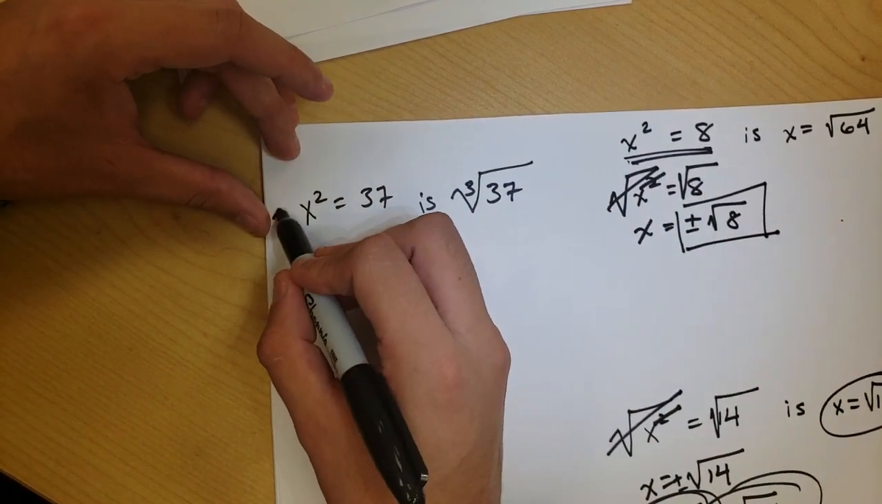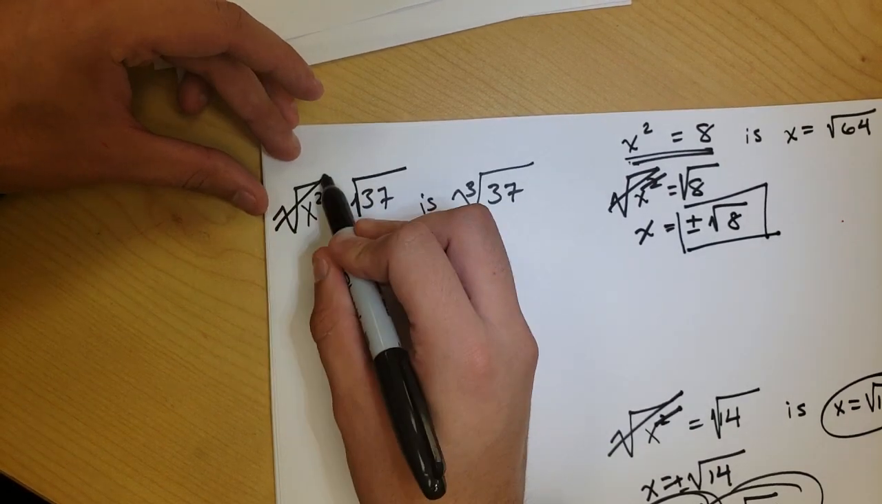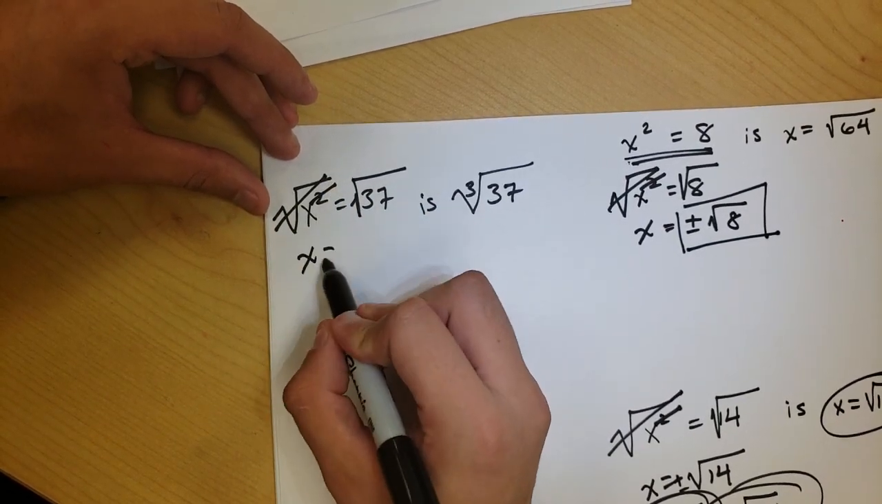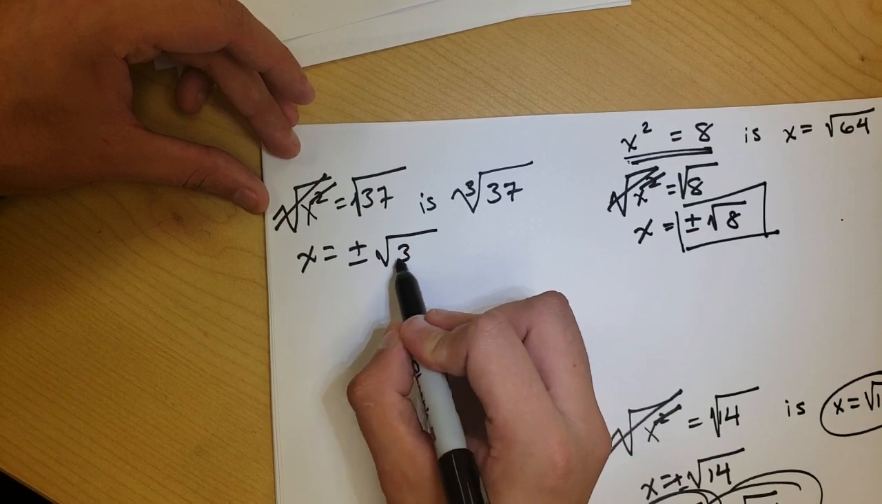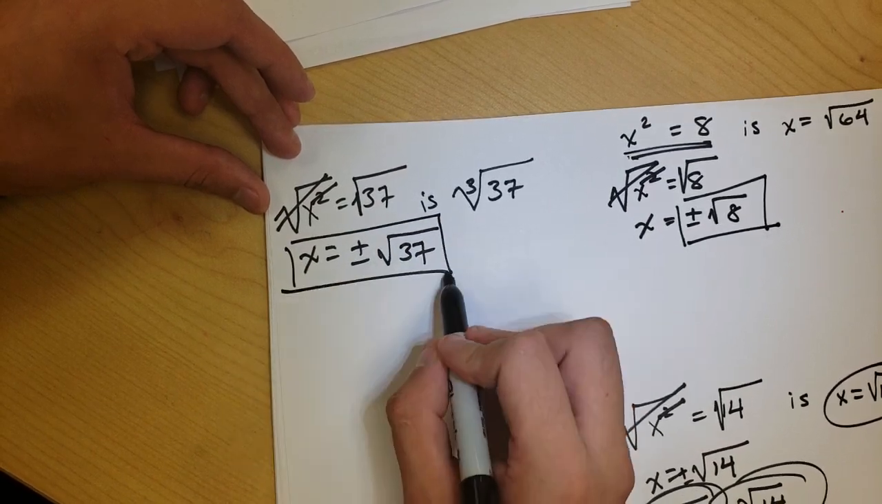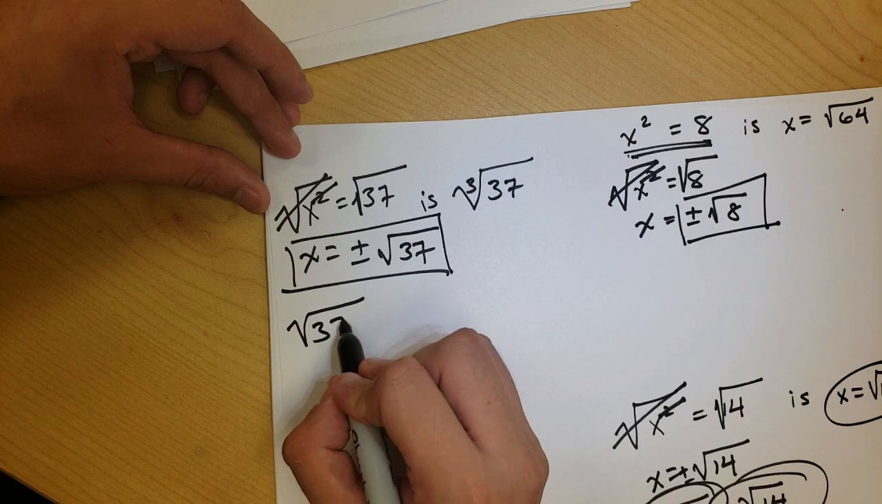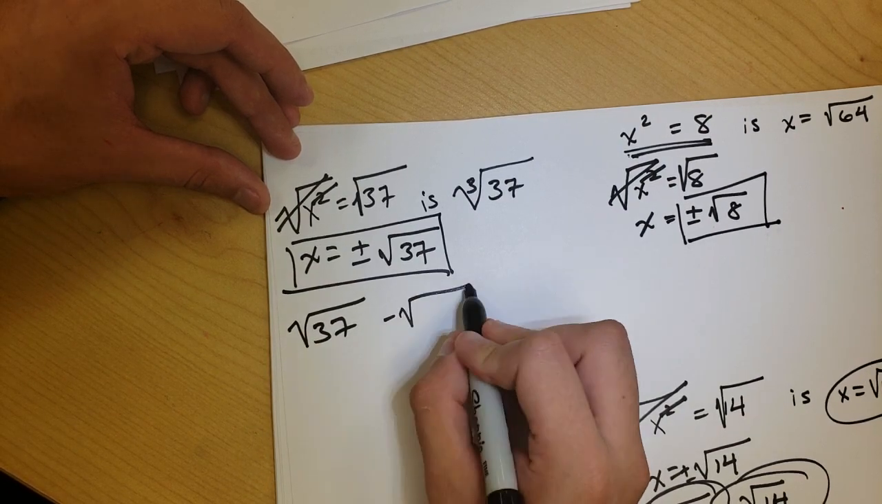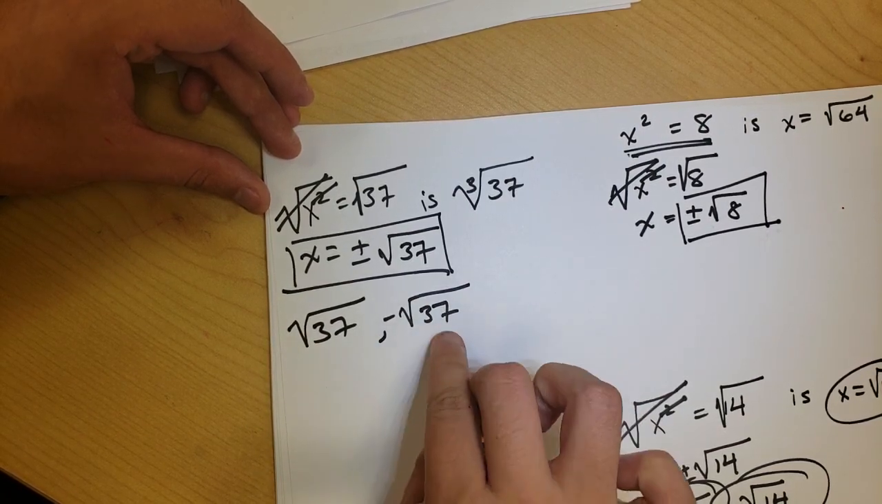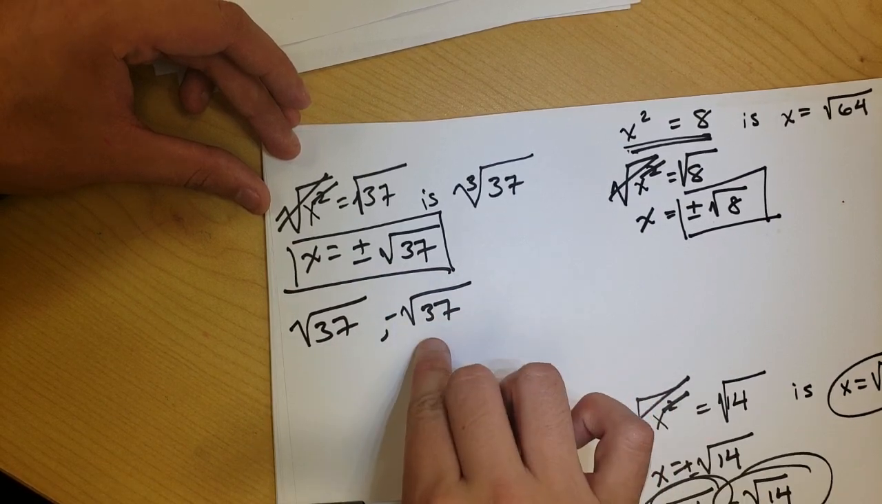So take the square root of both sides, the square root goes away, and you get x equals plus or minus the square root of 37. And these are both of your solutions right here: the positive square root of 37 and the negative square root of 37. These are your two solutions. This is a solution and that's a solution.